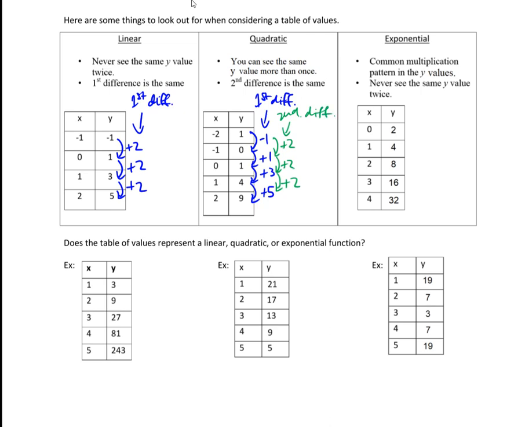For an exponential function, what we're looking for is a common multiplication pattern in the y values. So you can see here, 2, 4, 8, 16, 32, I see common multiples of 2. And you never see the same y value twice. I don't see any y value that's repeated, like what we have here and here. So, 2 times 2 is 4, right? 4 times 2 is 8. 8 times 2 is 16. 16 times 2 is going to be 32. So that's our common multiplication pattern, if that makes sense.